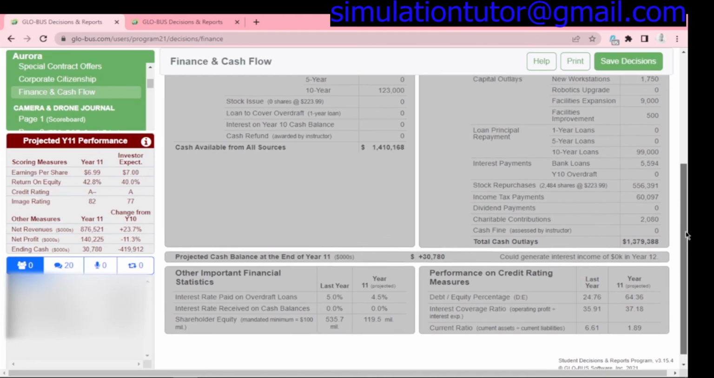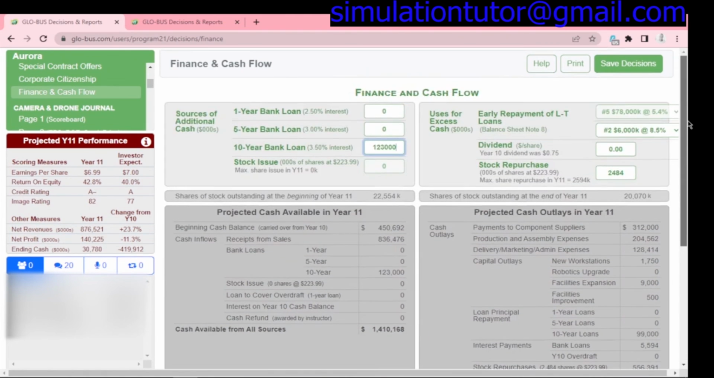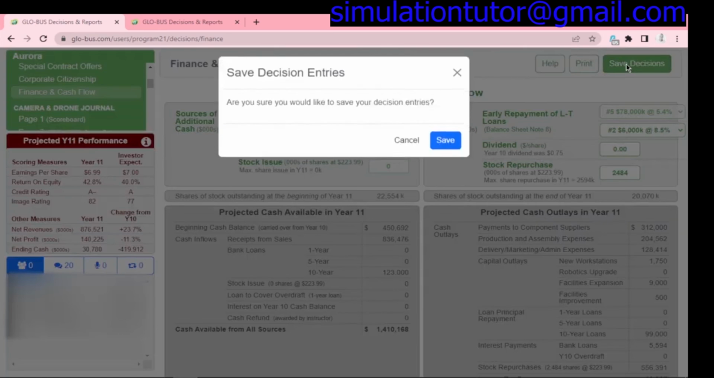So those are our decisions. The current ratio dropped to about 1.89, which is good. So I think I'll just save the decisions, and as you can see, the scoring measures, earnings per share, we are almost there. The return on equity was higher. The credit rating dropped a bit, but we increased our image rating. So I think I'll save the decisions.